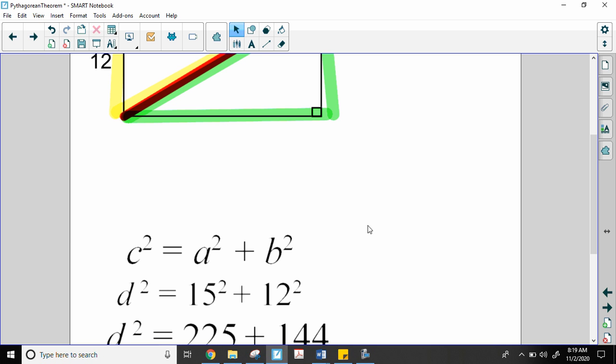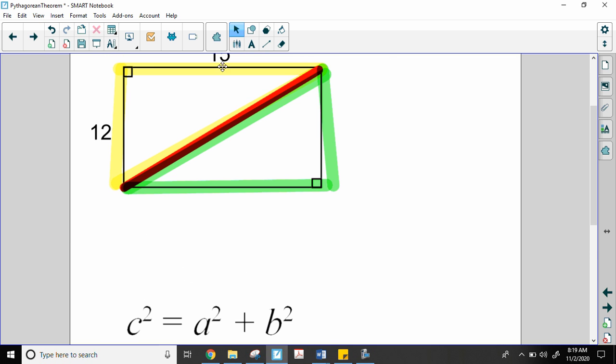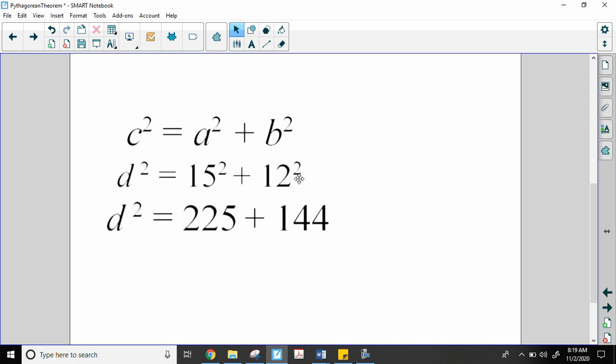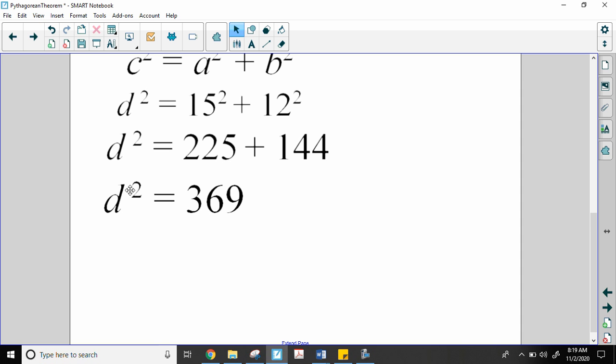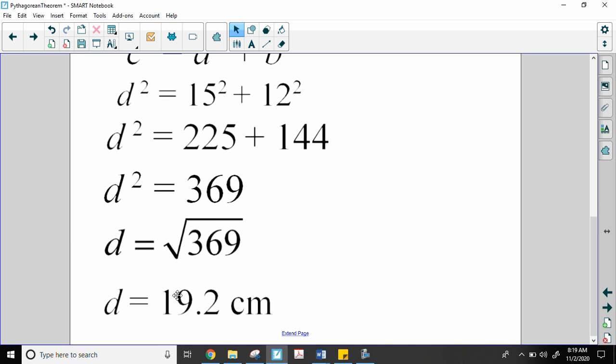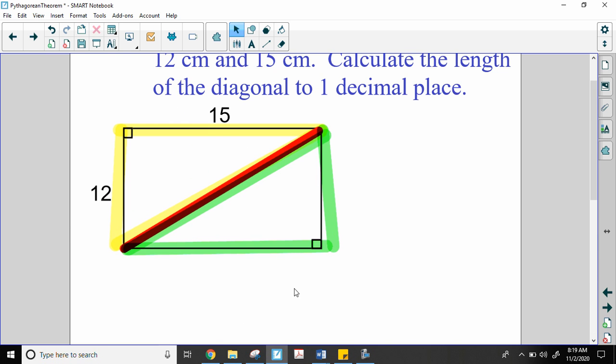Plug in what you know. We know our a and our b are 15 and 12. 15 squared is 225. 12 squared is 144. Add them together, 369. Have to undo the squared, take the square root of both sides. The square root of 369 is approximately 19.2 centimeters, and it is centimeters because they gave us a unit in this question.